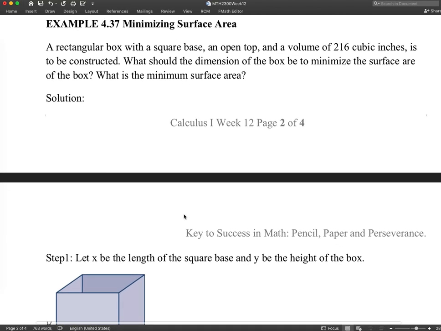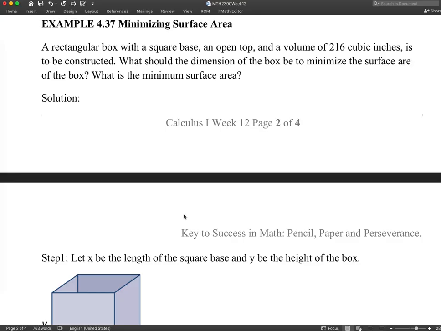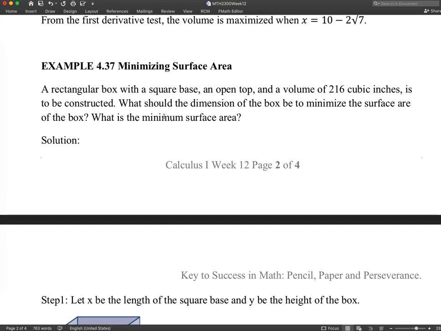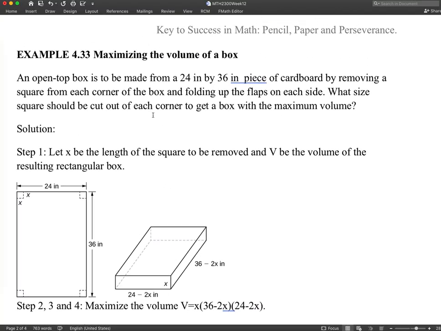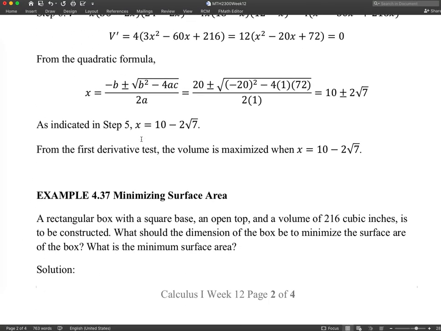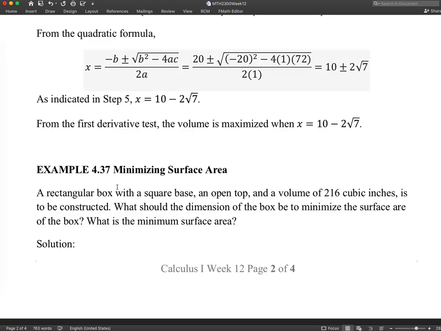This is also from the textbook, Minimizing Surface Area. I really want you to consider example 33 and example 37 together, because it is somewhat a similar situation, but anyway, we are doing different things. Let's take a quick look at this 4.37. This time we still have a rectangular box involved, but it is already built. Don't worry about how you make this rectangular box.